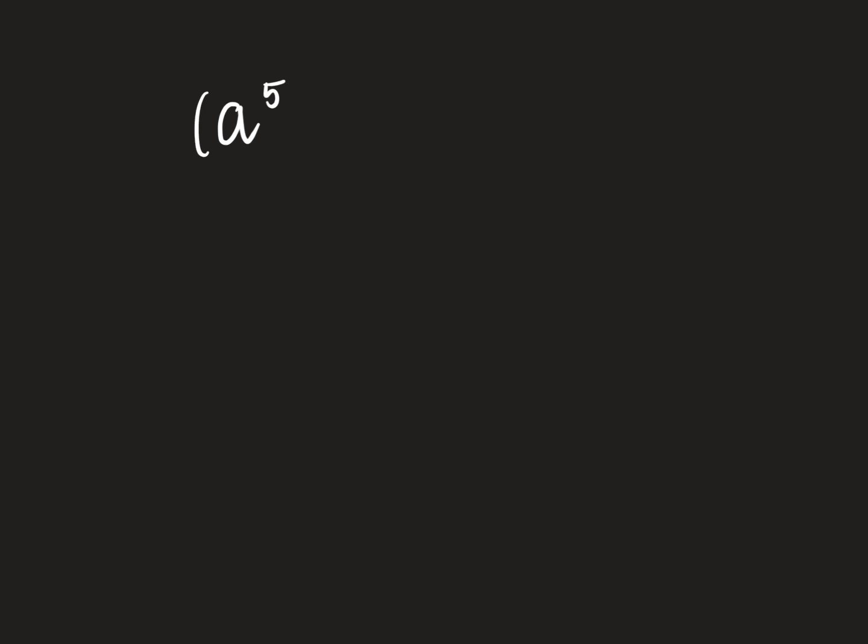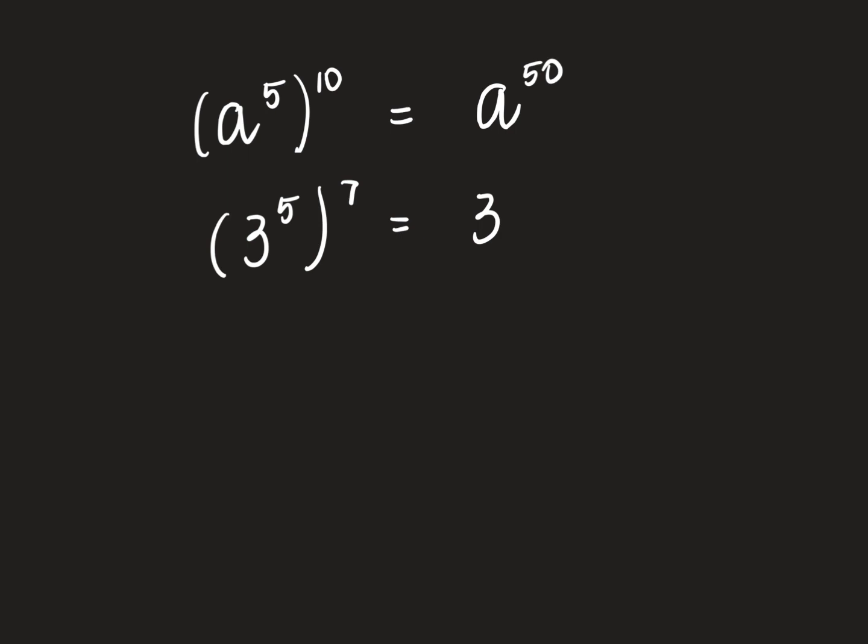How about this one? I've got a to the power of 5, all to the power of 10. Well, that's going to equal a to the power of 5 times 10, which is 50. What about this one? 3 to the power of 5, all to the power of 7. That's going to equal 3 to the power of 5 times 7, which is 35. Here are 3 questions. Can you answer each of these?